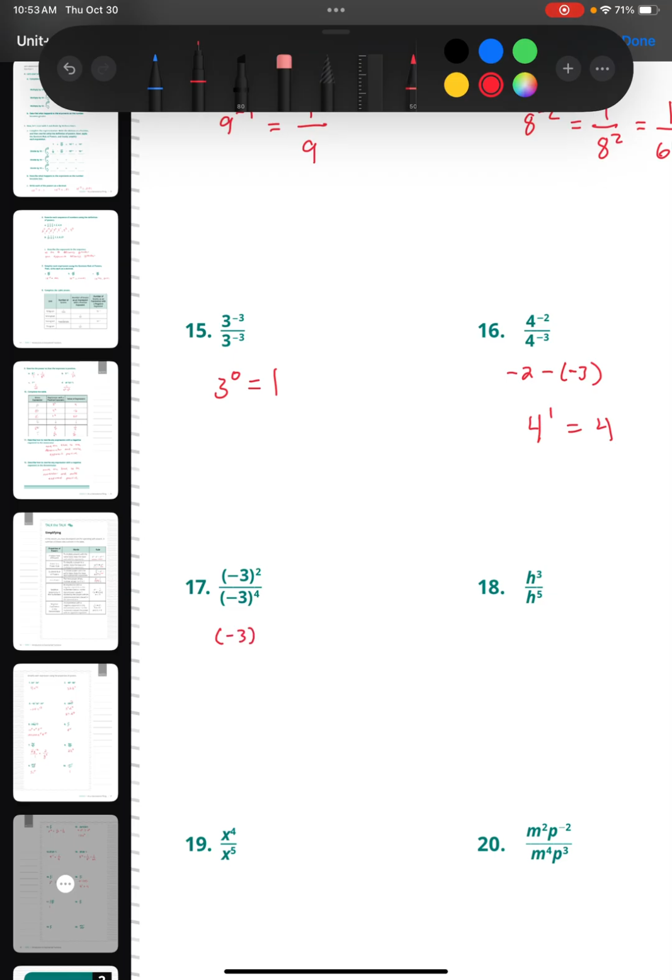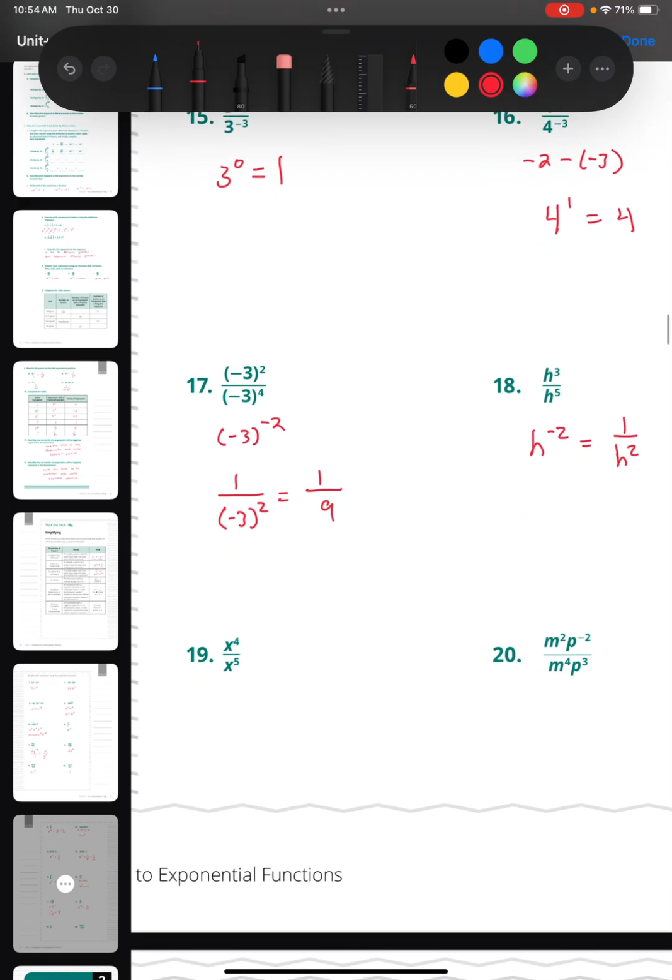Okay, then 17, subtracting again with our quotient rule because we're dividing there. So -3, 2 minus 4 gives you -2. So that's going to turn into 1 over, when we move it to the opposite side of the fraction, -3 to the +2. And -3 squared, -3 times -3 is 9. So 1 over 9. Okay, 18. Subtract those exponents again because we're dividing with the same base of h. 3 minus 5 is -2. So we move it to the opposite side of the fraction, becomes 1 over h to the +2.